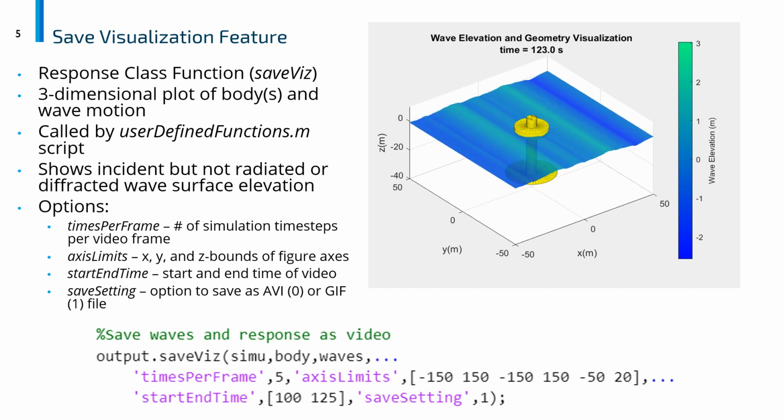Some options for the save visualization feature are the times per frame, so the number of simulation time steps per video frame, so you can make it go faster by using a greater number of time steps per video frame. The axis limits are the x, y, and z bounds of the figure axes to zoom in and out. The start and end time of the video specifies how long the video goes, and the save setting allows you to save as an AVI or a GIF file. And the example script to complete this plot is shown at the bottom.